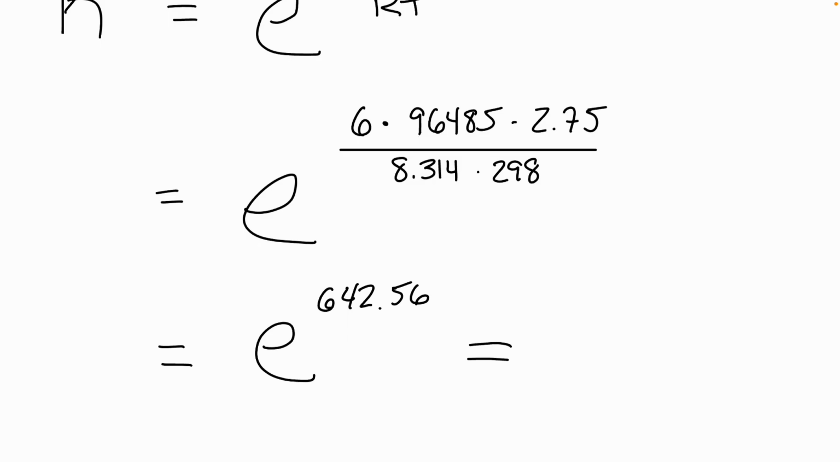It loses track, right? Bottom line is we have an enormous number here because we have such a huge negative delta G value. So we'll just leave it as e to the power of 642.56. A very large number. Okay, I did not expect that, so hopefully this next step doesn't break the calculator as well.